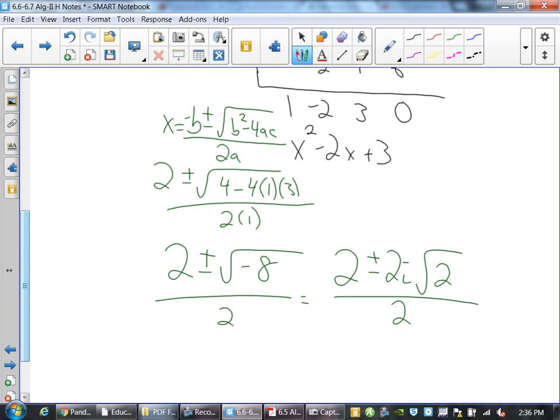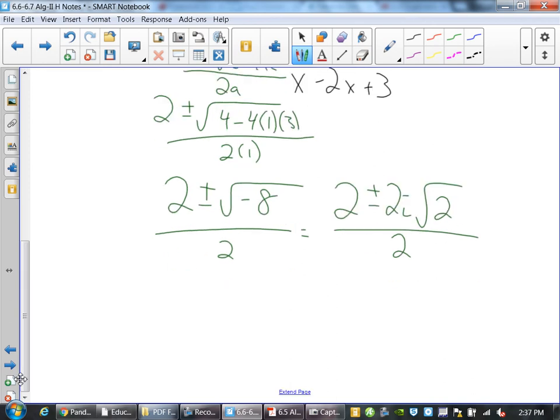What I want you guys to remember is that all over 2 is kind of like having a common denominator when you're adding and subtracting. It's the exact same thing as saying 2 over 2 plus or minus 2i root 2 over 2. So that means you can simplify. Your final answer becomes 1 plus or minus i root 2. And that's my other zeros.